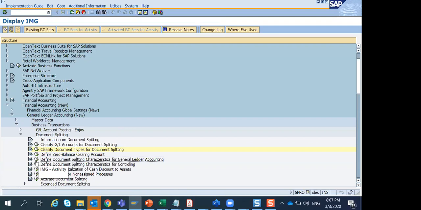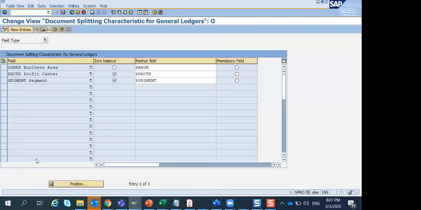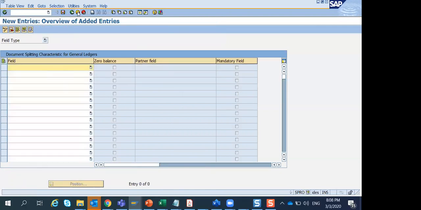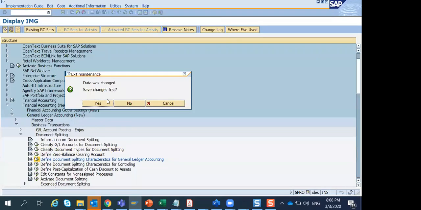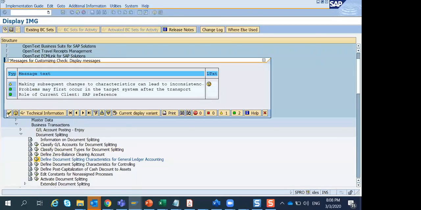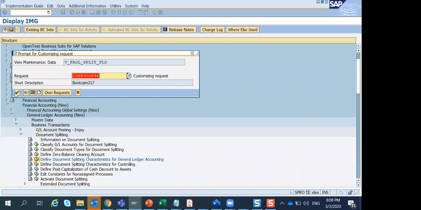Now let's come here to the document splitting for GL. I already have profit center as document splitting. I don't want to have zero balance, so I'm going to leave it blank. So profit center is already here. In case you need another field, you always need to come here and put another field. But for me now, I don't want any other field. Let me just come back here.